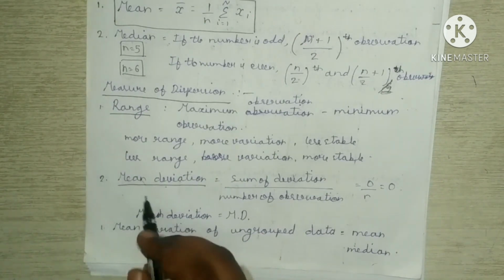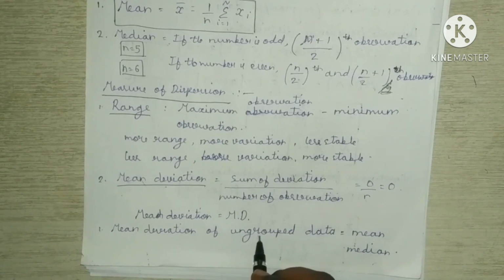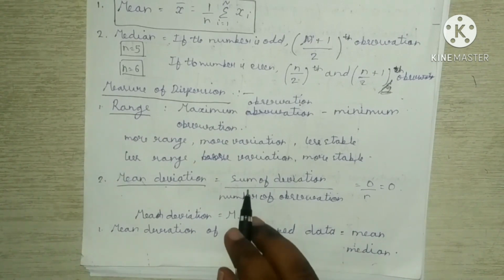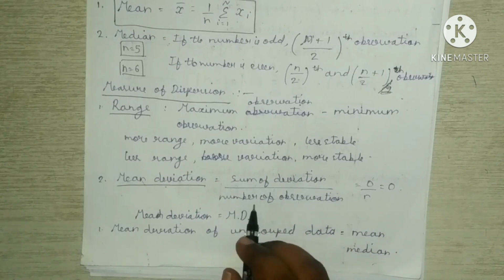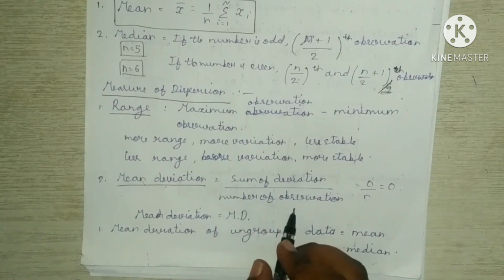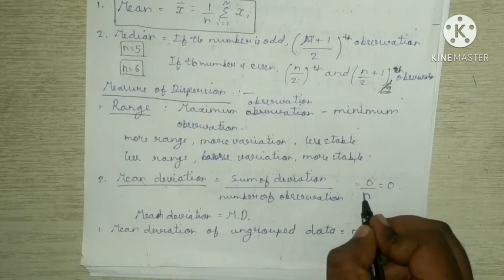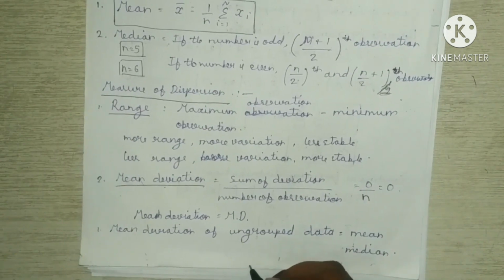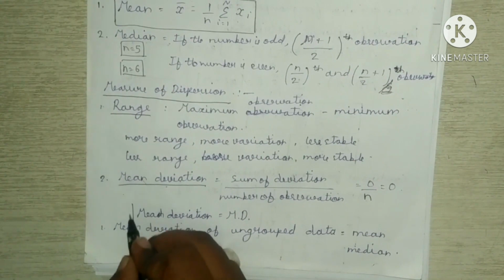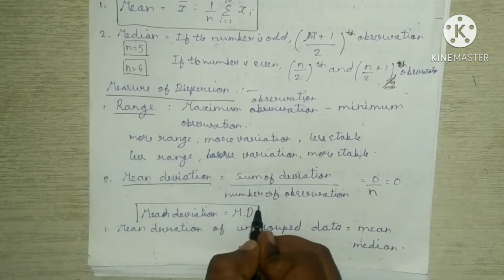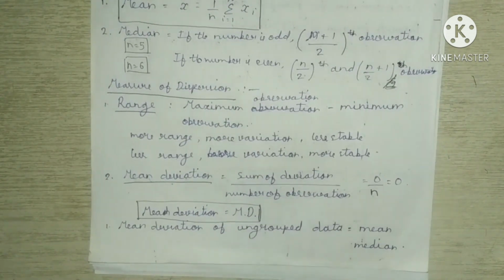Now the second one, mean deviation, is equal to the sum of deviations by the number of deviations. Sum of deviations means adding the given data, divided by the number of objects, the count, how many xi are there, that is nothing but n. The short form of mean deviation is MD.